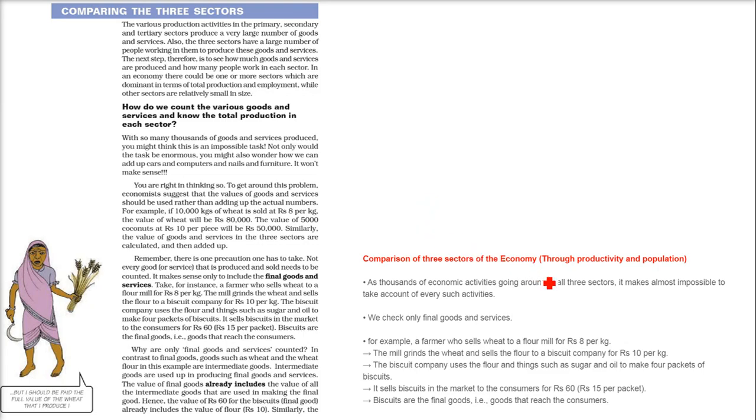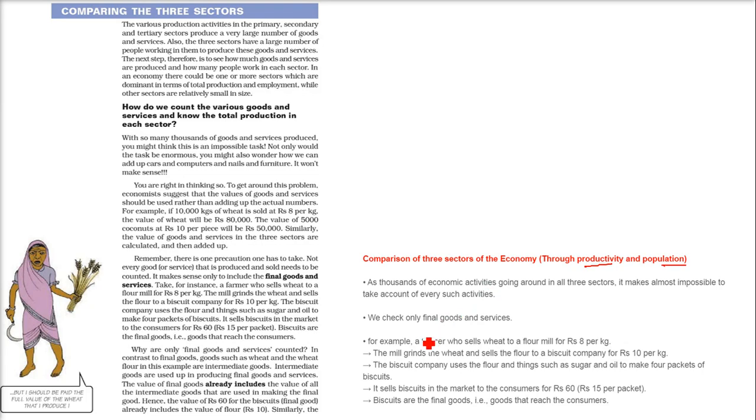Let us compare the three sectors of the economy. We will compare it using the productivity and the population. As thousands of economic activities are going around, you can see everywhere. In all these three sectors, a lot of economic activity is going on. So it is almost impossible to take account of each activity. There are so many activities which are going on.